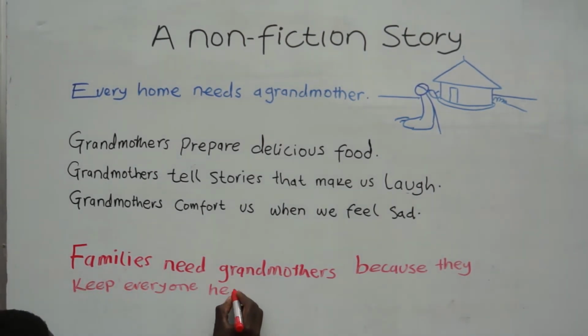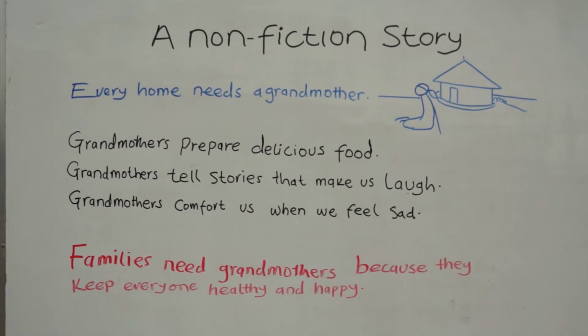Let's reread our whole non-fiction story and review the 3 key components. First story component, our thesis sentence. Every home needs a grandmother. Following this thesis sentence are supporting sentences. Grandmothers prepare delicious food. Grandmothers tell stories that make us laugh. Grandmothers comfort us when we feel sad. And finally, our summarizing sentence. Families need grandmothers because they keep everyone healthy and happy.